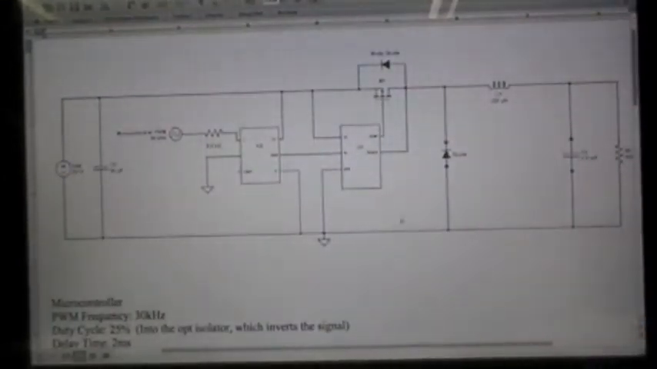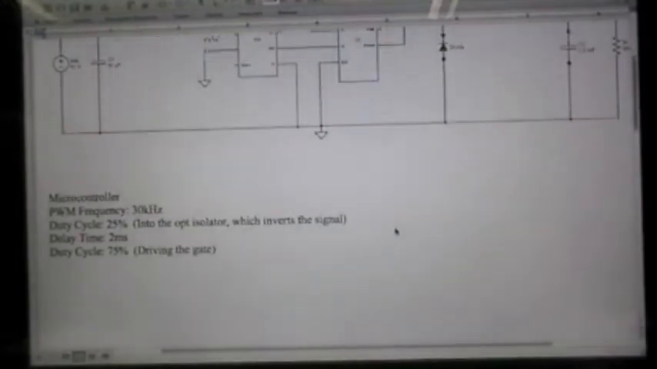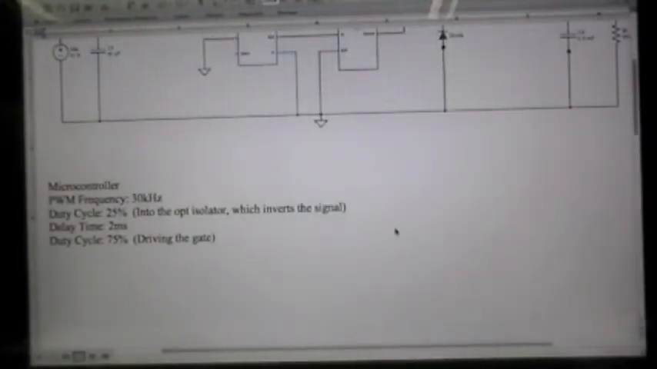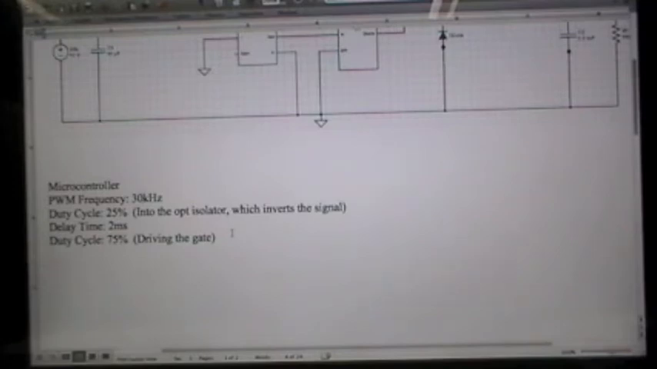In order to achieve these specifications, we needed to operate the microcontroller at a specific frequency and duty cycle. The specs for our microcontroller, we chose 30 kilohertz due to 2 reasons. It was above the audible range, and 30 kilohertz because we did not implement closed loop control. 30 kilohertz allowed, when we attached the load to it, the voltage didn't sag as much.